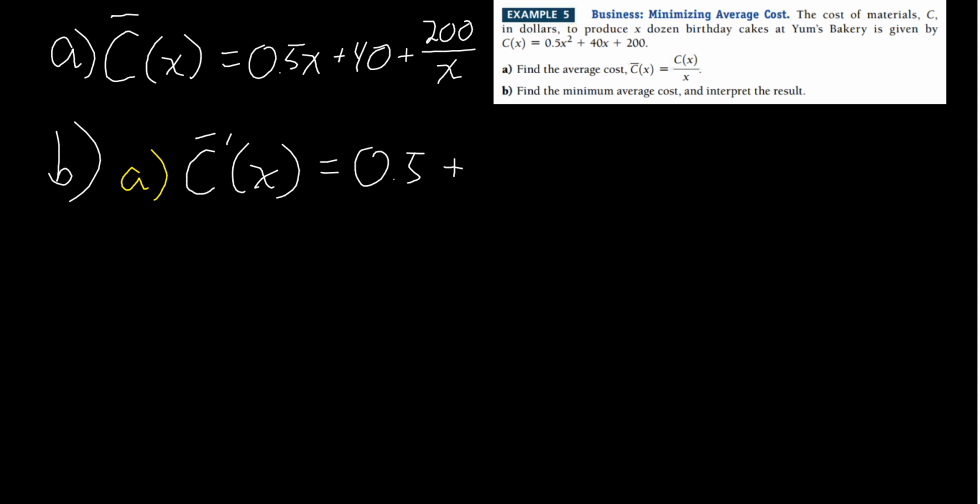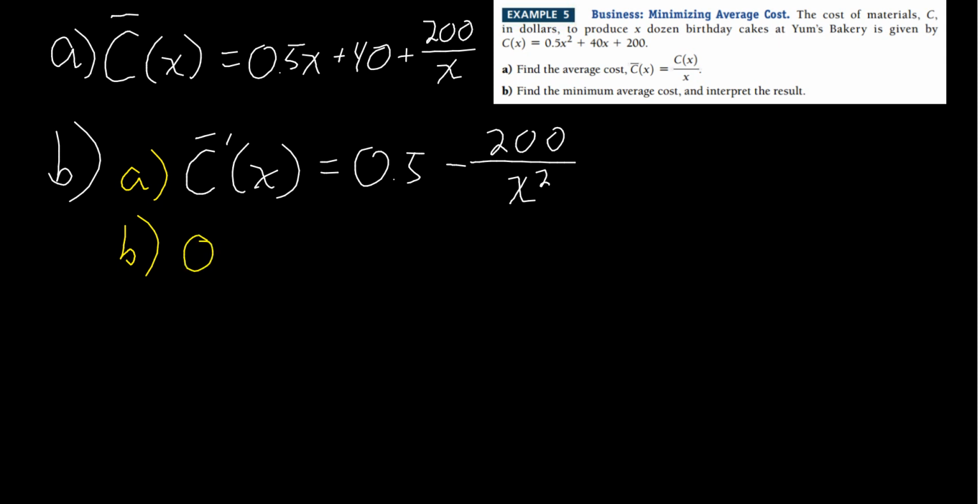Okay, so it's not going to be 0.5 plus, it's going to be minus, because, again, like I said, we had to get that derivative right. So minus 200 over x squared. Okay, so again, that was step A. Step B in our little algorithm is we have to figure out what the critical points are. So we're going to have to set this equal to 0.